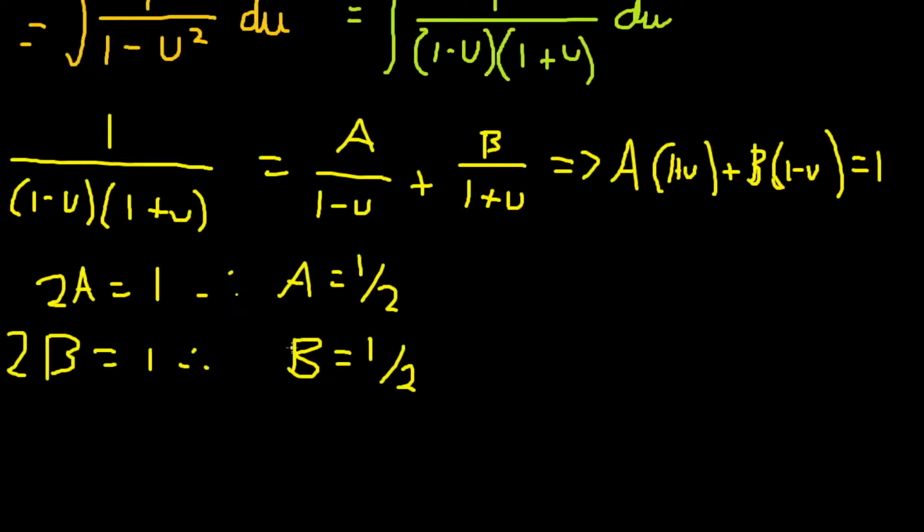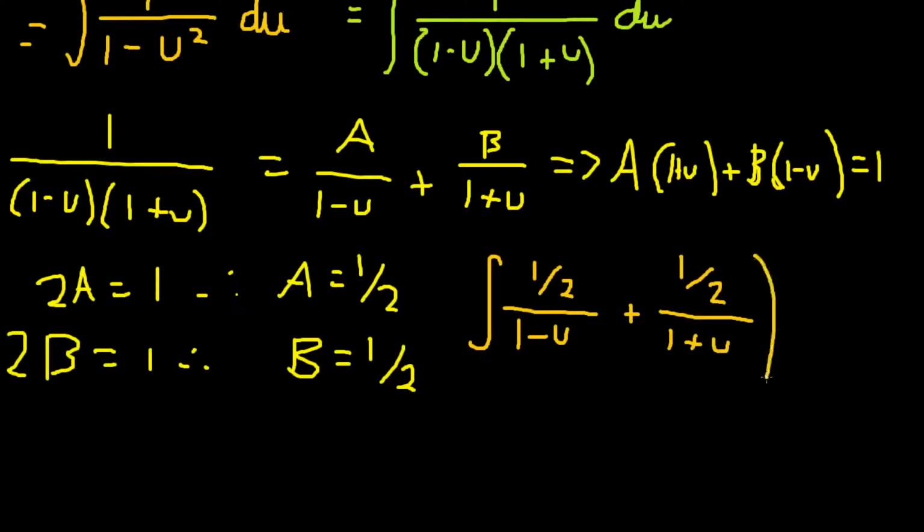Okay, you can go through this thoroughly, check this yourself. I was just sort of going through it without writing it down, but that's fine. So we get that this original integral here is nothing more than the integral of 1 half over 1 minus u plus 1 half over 1 plus u du.